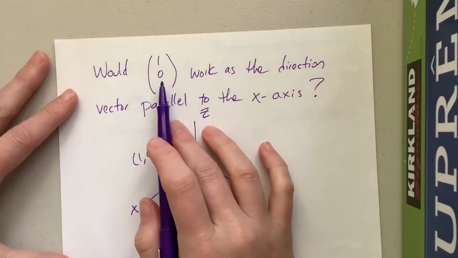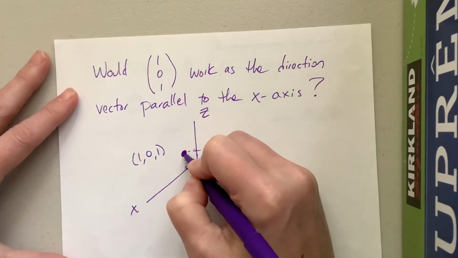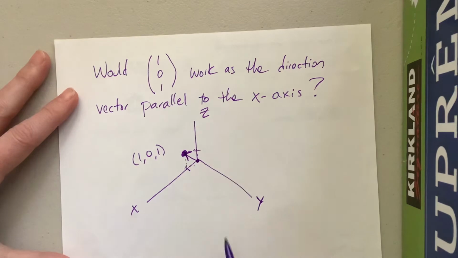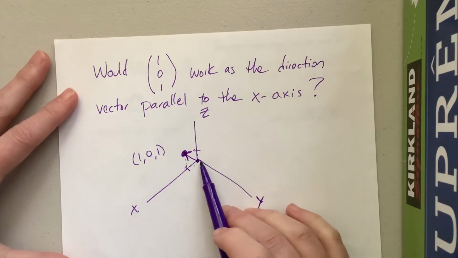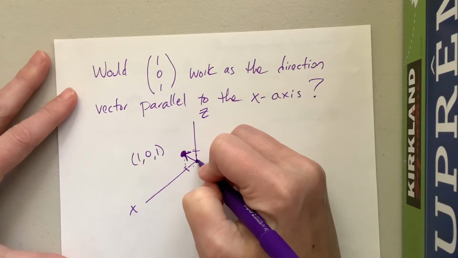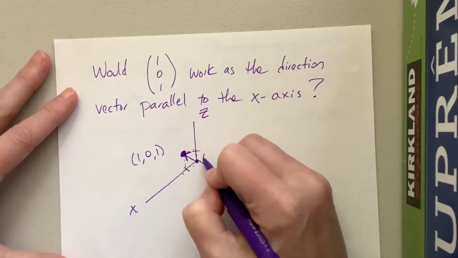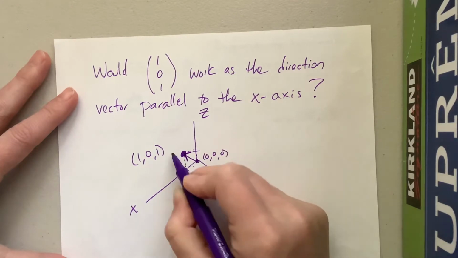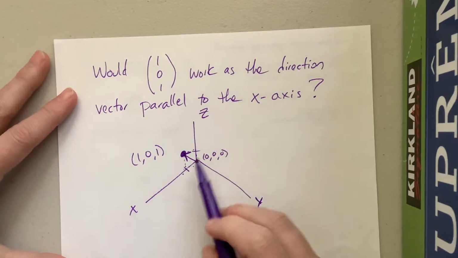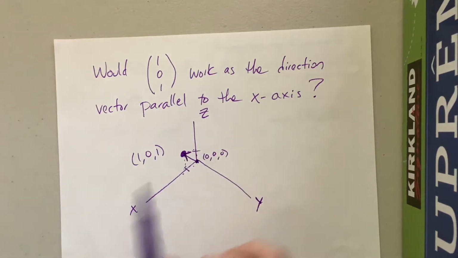Okay, so if this is that vector, that means you're going from the origin to that point. If you notice, we've gone 1 unit in the x, 0 units in the y, and 1 unit in the z. So we started at the origin 0, 0, 0, and we've gone to this point. And so the question is, is that parallel to the x-axis? The answer is no.